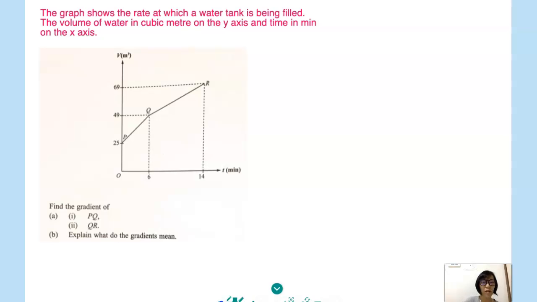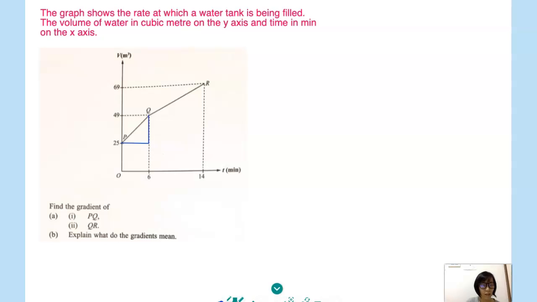So this graph shows the rate at which a water tank is being filled, and the volume of water is on the y-axis, and the x-axis gives you the time in minutes. Now let's calculate the gradient of PQ. That's what the question asked. So remember, we're going to draw the triangle first, so that it helps us to see the rise and the run.